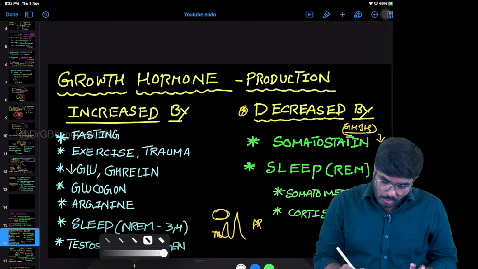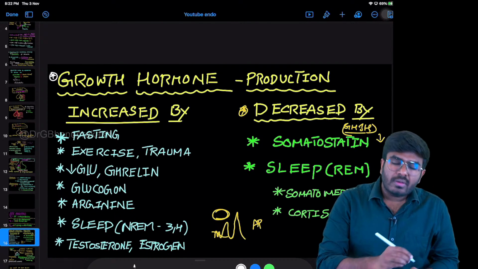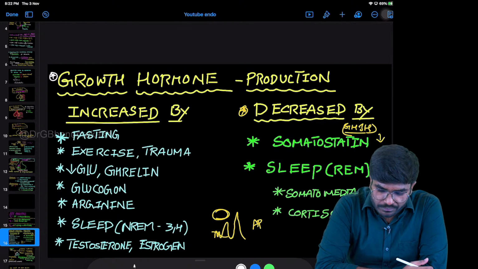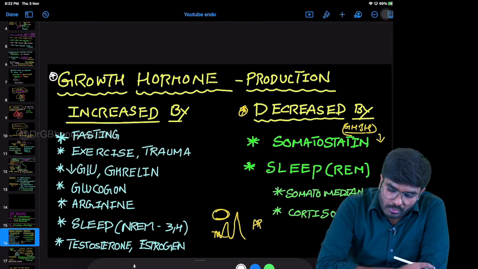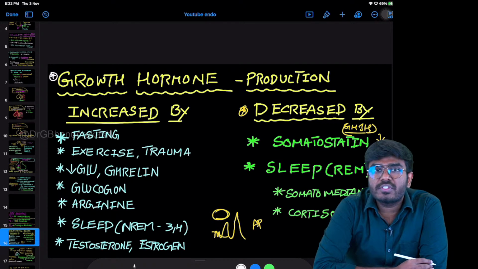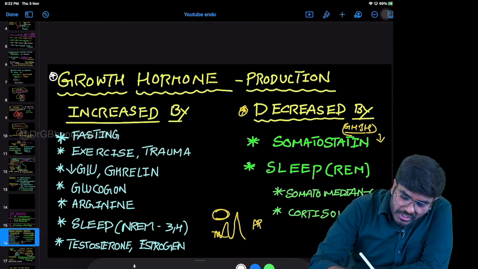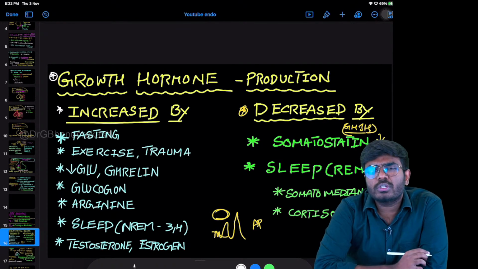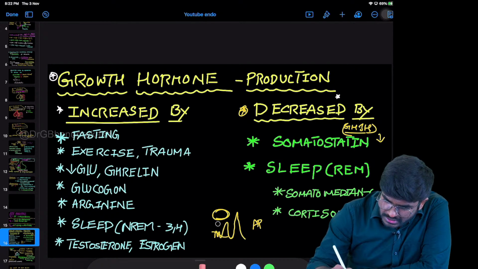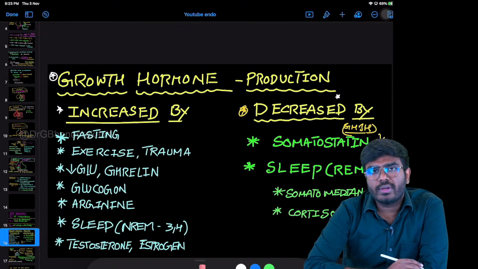Now let's start with the first hormone in endocrinology, the growth hormone. The kind of questions which will come in your exam, and the important concept you need to know, are: in which condition is growth hormone production increased, and in which condition will growth hormone production go down. This is what you have to know for your exam.